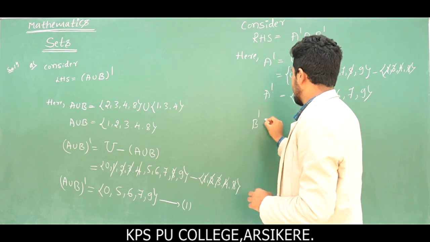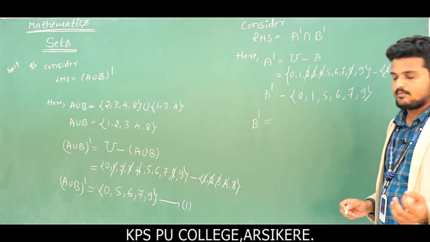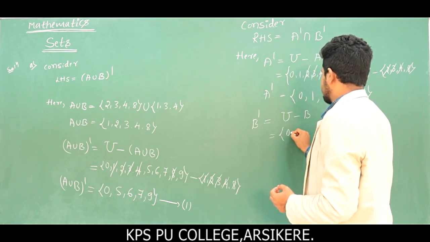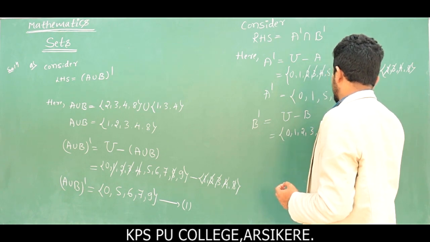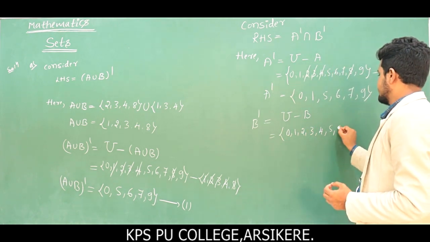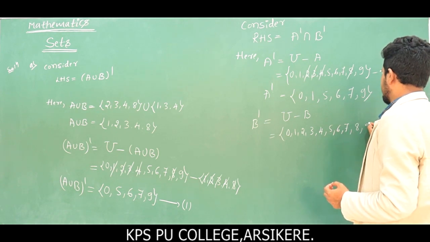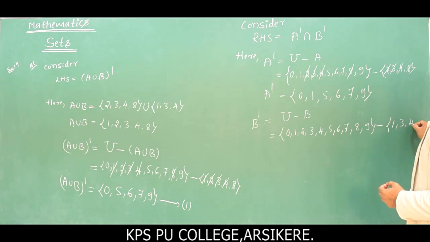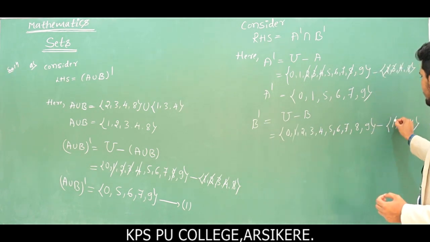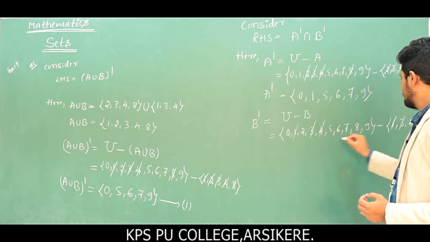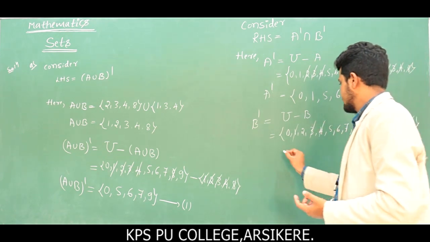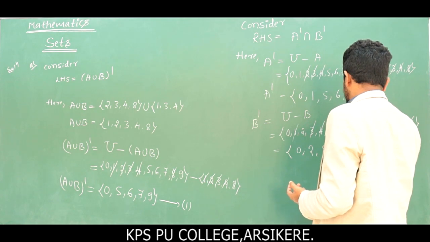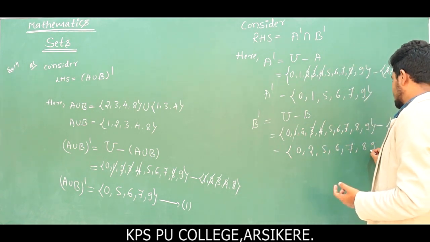In the same way, how to find the B dash value? Again by using the same formula, right? Universal set minus B. Universal set 0, 1, 2, 3, 4, 5, 6, 7, 8, 9 minus B value 1, 3, 4. Next, 1, 1, 3, 3, 4, 4 get cancelled. Which is equal to 0, 2, 5, 6, 7, 8, 9.